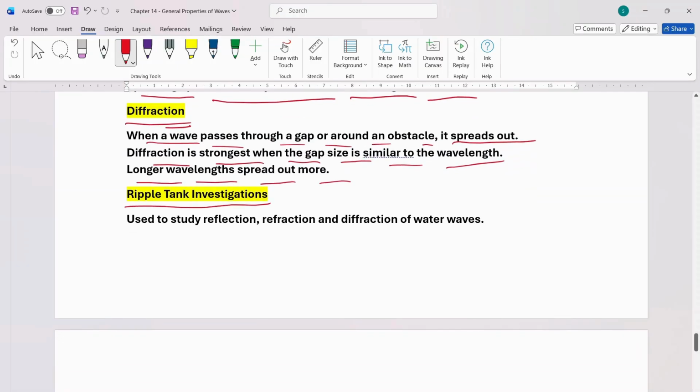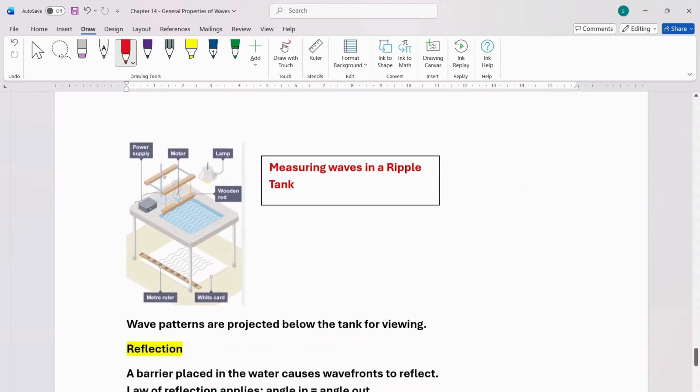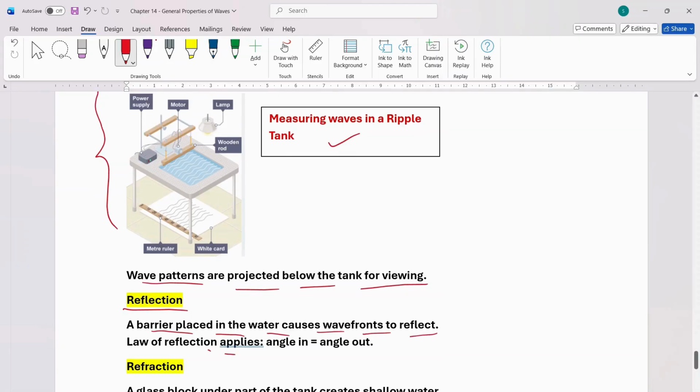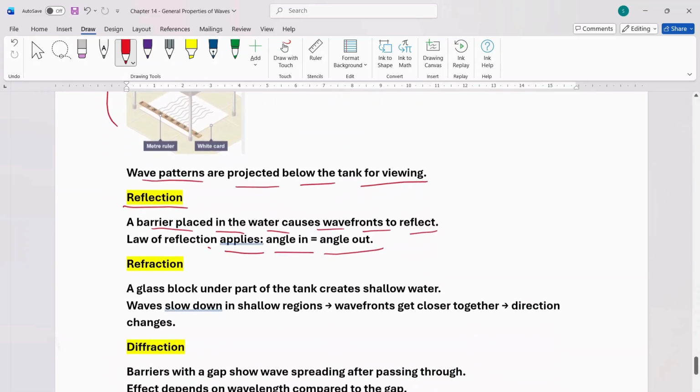Ripple tank investigation. It is used to study reflection, refraction, and diffraction of water waves. This ripple tank diagram shows measuring waves in a ripple tank. Wave patterns are projected below the tank for viewing. Reflection: a barrier placed in the water causes wave fronts to reflect. The law of reflection applies: angle in equals angle out.